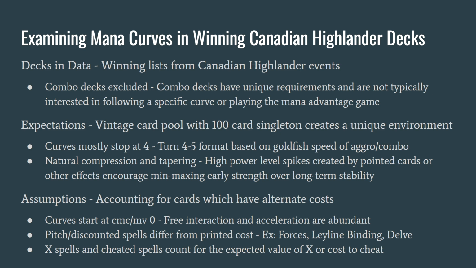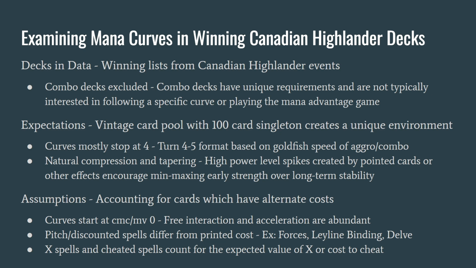Spells that are pitch spells or discounted will differ from their printed cost. So, for example, Forces are all set to 0. Stuff like Fury and Solitude is set to 0. Leyline Binding normally costs 6, but it's going to be reduced by domain most of the time, so I usually set it to 2, because most of the decks that play Leyline Binding are 4-color. For Delve spells, I assumed you were able to delve the full amount in most cases. So there are a lot of spells played in this format that look like they cost a lot, but in actuality don't cost very much at all.